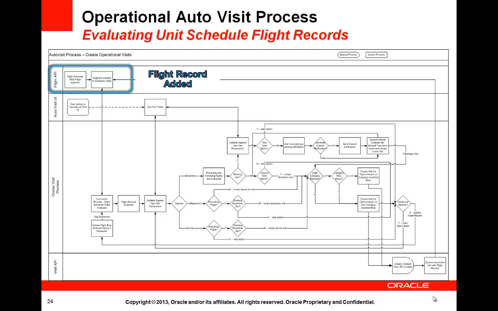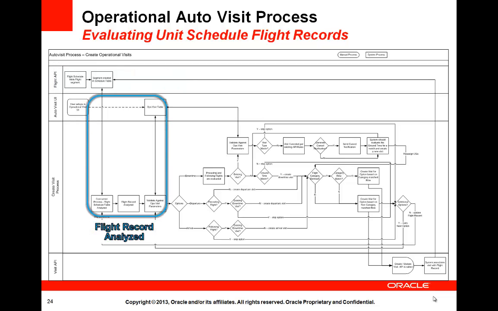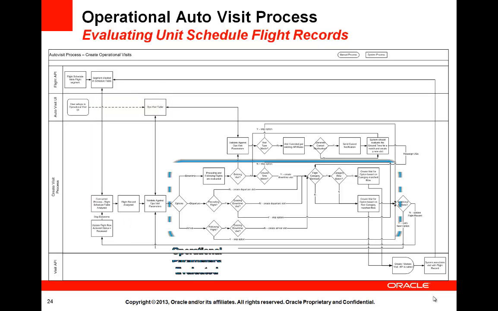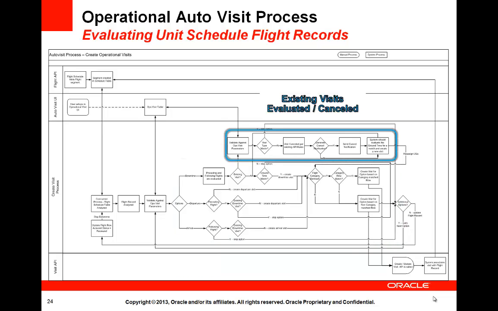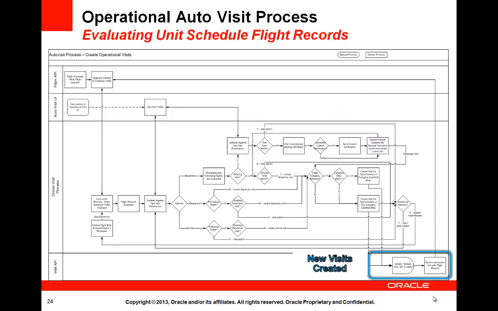It begins by a flight record being added. This is a new flight record. The flight record is then analyzed by the concurrent program. Operational parameters are evaluated against this flight record, including the preceding and succeeding flight records. Any existing visits are evaluated and could possibly be canceled. And finally, new visits are created.